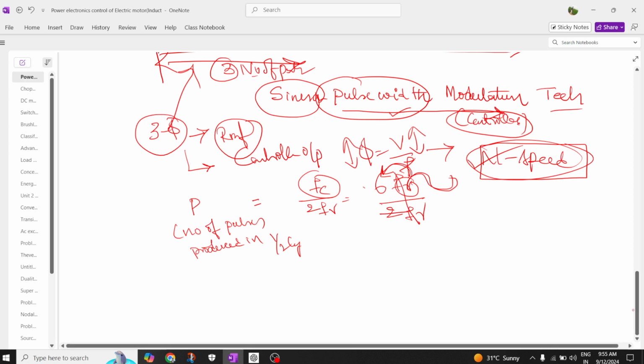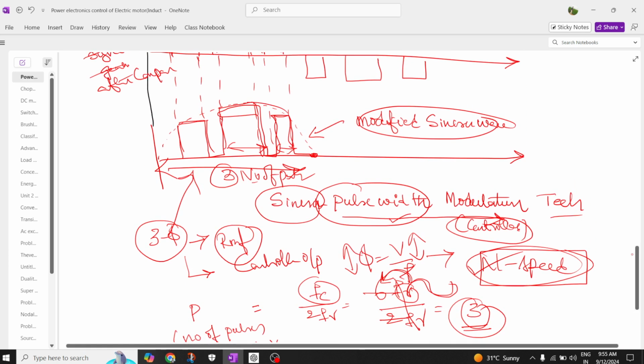Fr will cancel, 2 ones are 2, 2 threes are 6, so 3. Therefore, how many pulses are there for a half cycle? 3 pulses should be there. So you can see here, how many pulses are there in the half cycle? 3 pulses are there. So that's why this is called pulse width modulation.